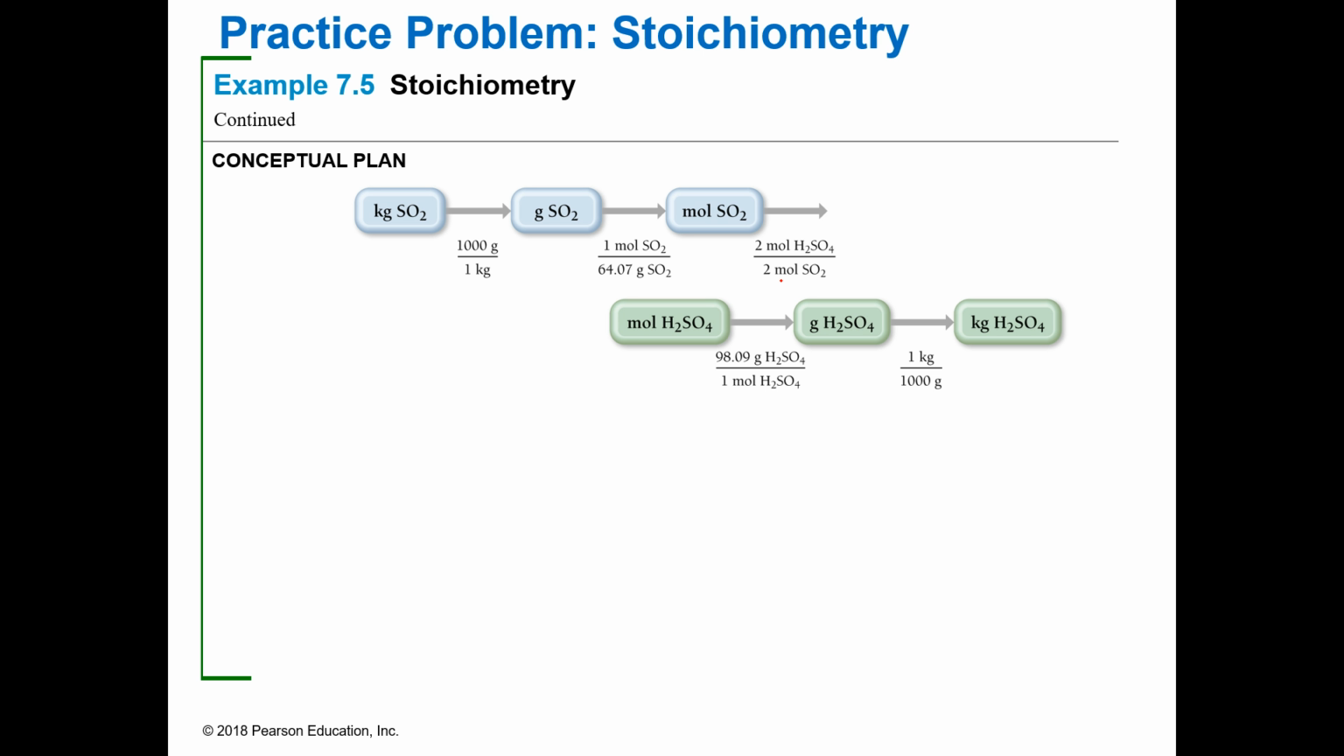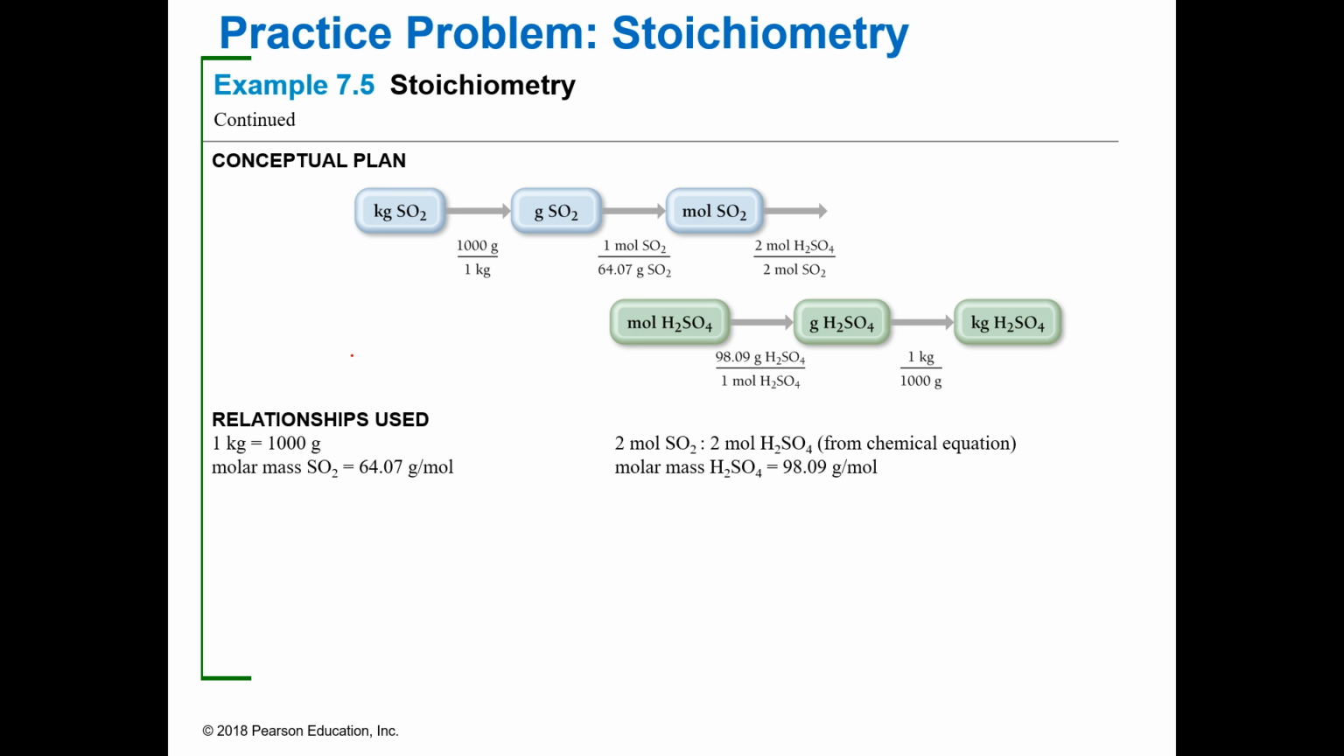All right, so here's our conceptual plan. This is what we're given to start with. Kilograms of sulfur dioxide, we're going to go to grams. We know that ratio. Then we'll go to moles using the molar mass of sulfur dioxide. Then moles of sulfur dioxide to moles of sulfuric acid. And then to grams of sulfuric acid using the molar mass. And then we can convert back to kilograms. So here's our conceptual plan. Now let's put it together.